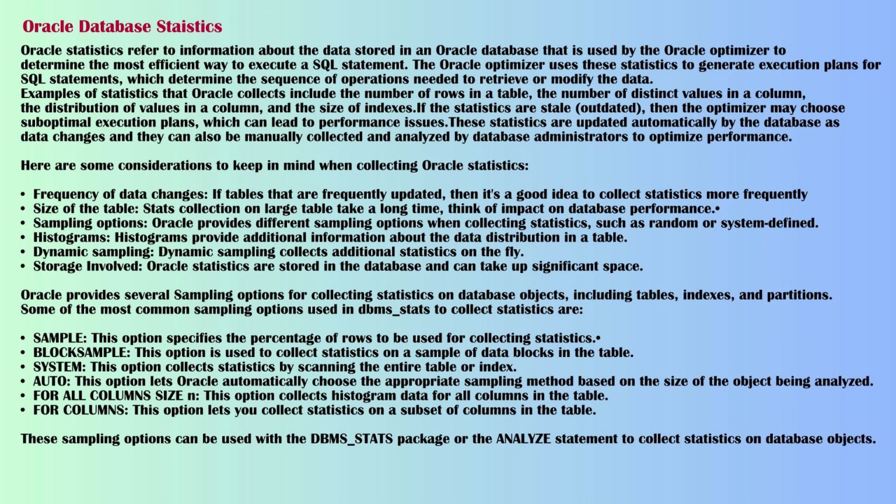By analyzing the statistics, the optimizer can choose the most efficient execution plan, which can significantly improve the performance of the database. Examples of statistics that Oracle collects include the number of rows in a table, the number of distinct values in a column, the distribution of values in a column, and the size of indexes. These statistics are updated automatically by the database as data changes, and they can also be manually collected and analyzed by database administrators to optimize performance.